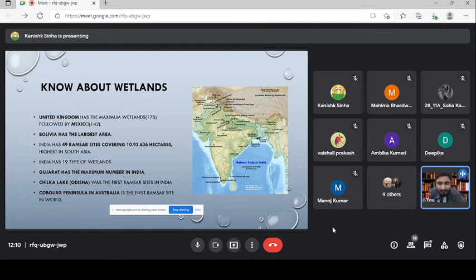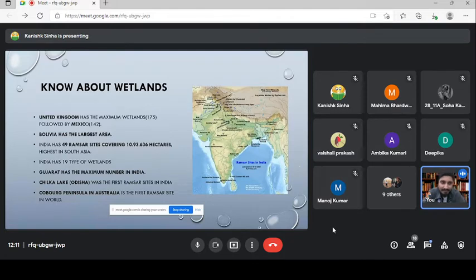So the first thing you have to know is the United Kingdom has the maximum. I guess you are writing the notes in a shortcut way. You don't have to write the whole sentence. Just write the keywords from the slide. So the United Kingdom has the maximum wetlands, that is 175, and then you have Mexico in second position having 142. The largest area is Bolivia. That is very important. The largest area of wetland is under Bolivia.